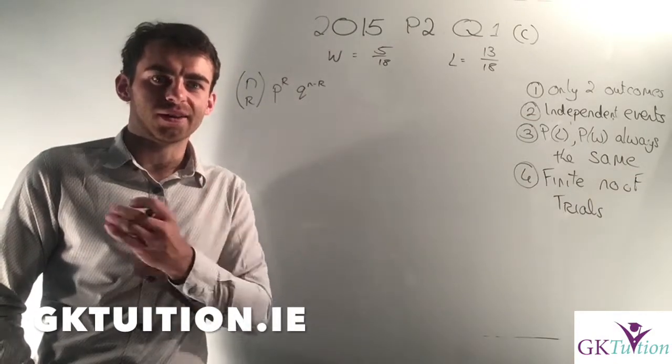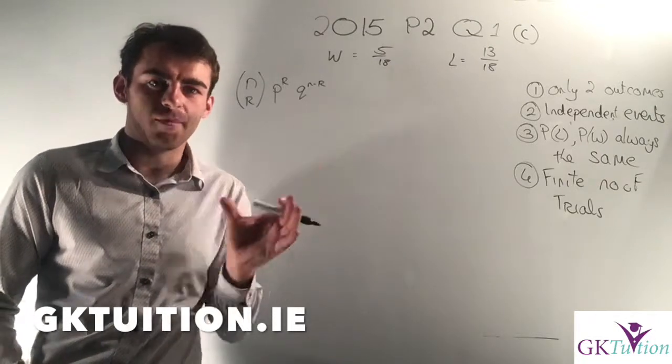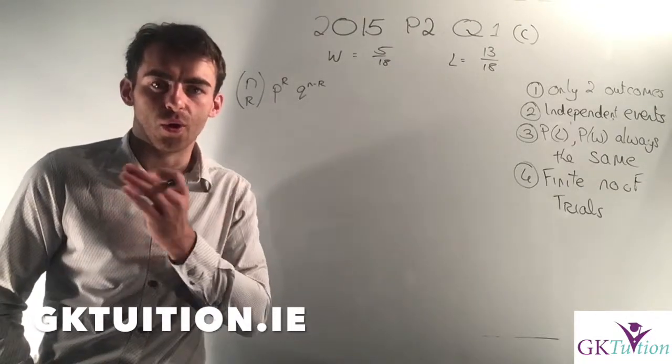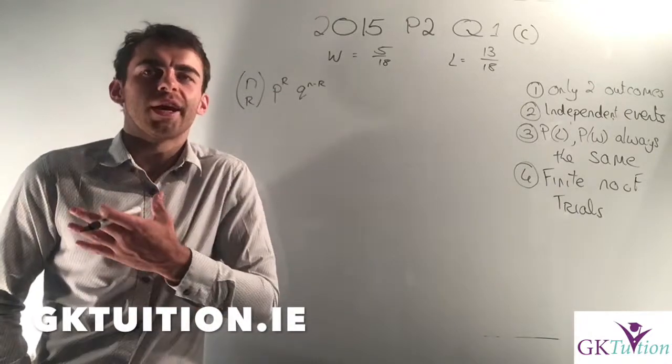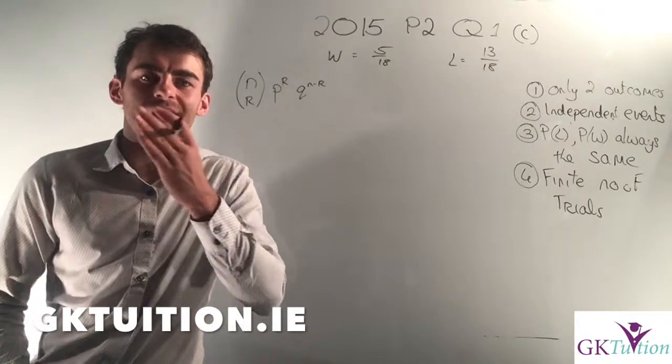And you need to recognize that it doesn't matter what order I win these in. So this is a combination. A combination is when the order doesn't matter. So I don't care if I win the first one and the 7th one, or I win the 5th one and the 6th one.